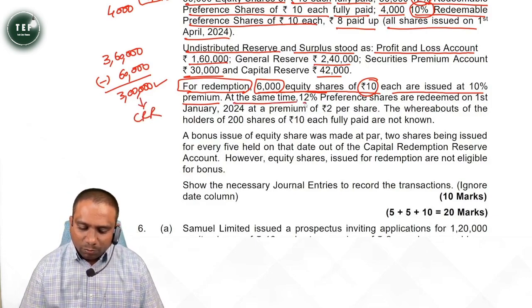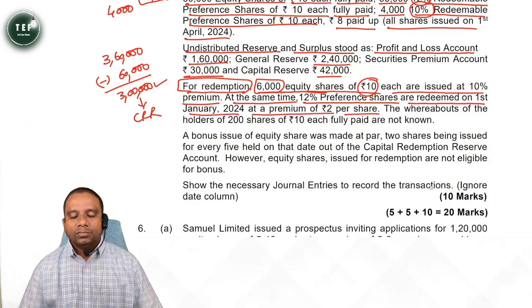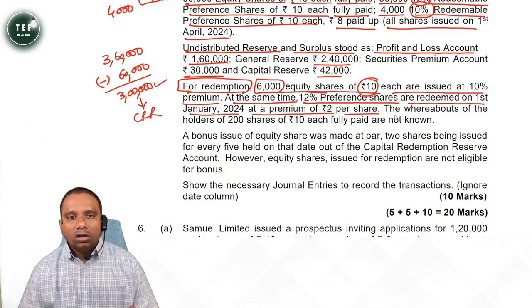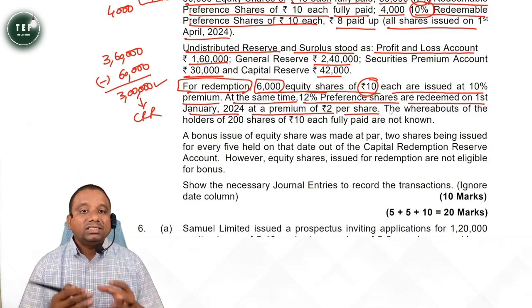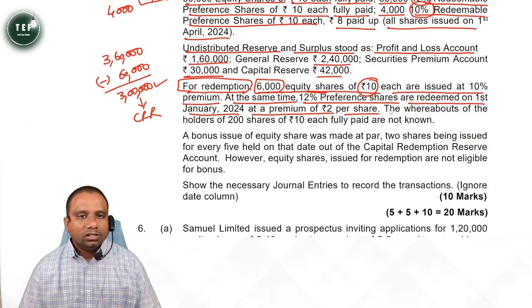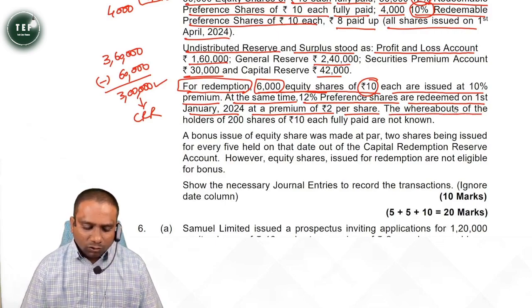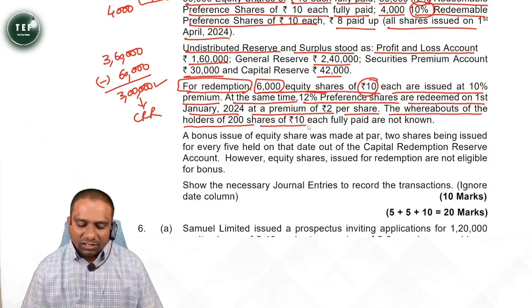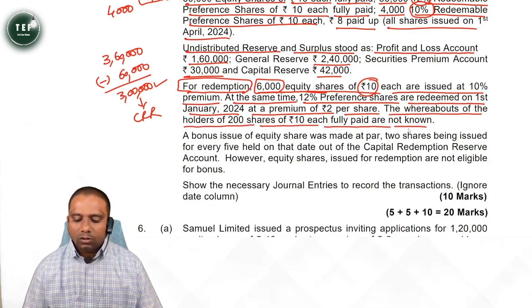At the same time, 12% preference shares are redeemed on 1st January 2024 at a premium of 2 per share. Premium on redemption of preference shares is set off against the P&L account balance or general reserve account balance. The whereabouts of the holders of 200 shares of 10 each fully paid are not known.